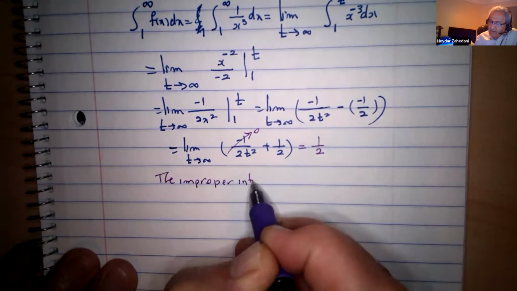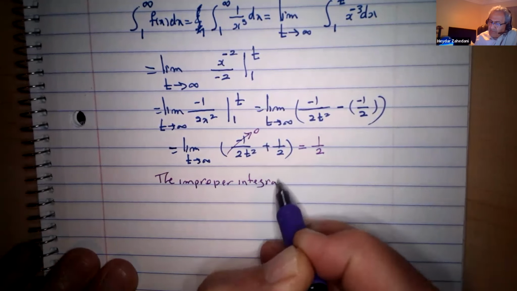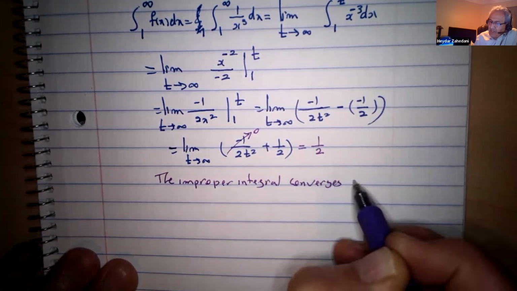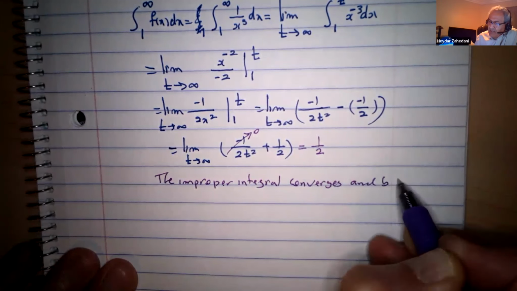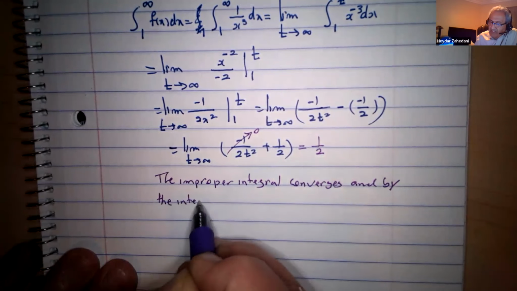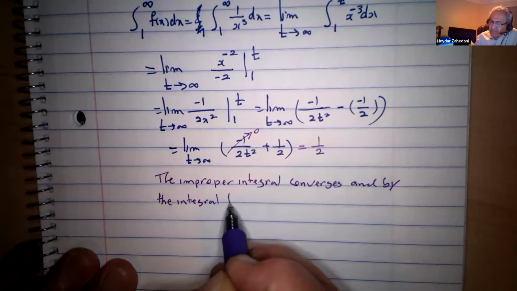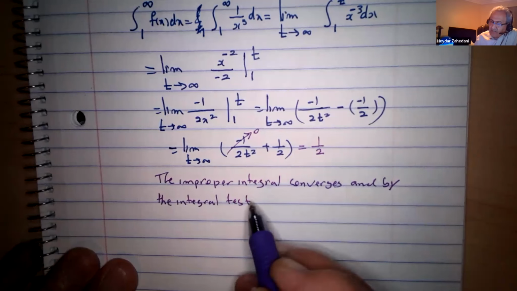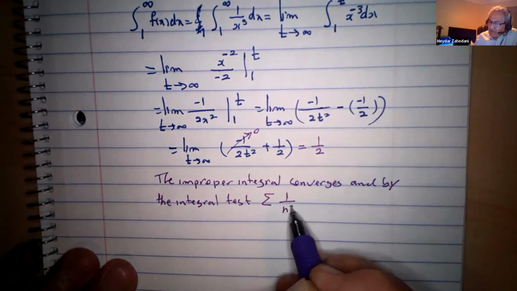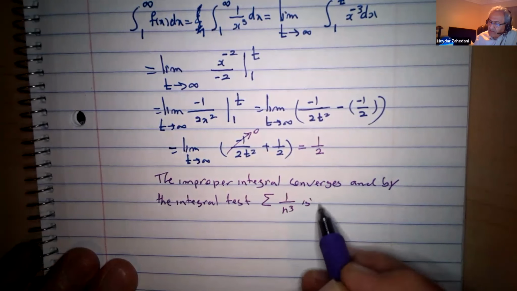So you have to argue that the improper integral converges, and by the integral test, the series sigma of 1 over n cubed is also convergent.